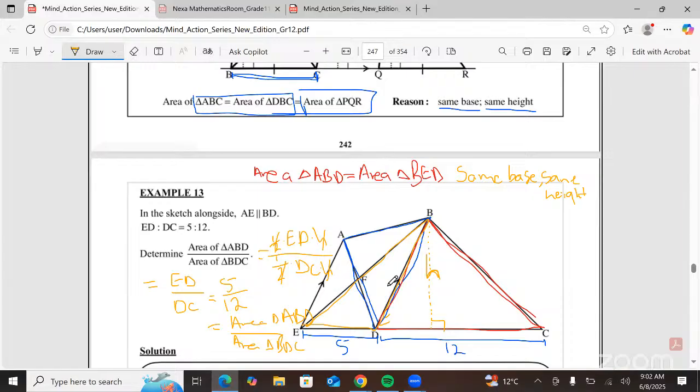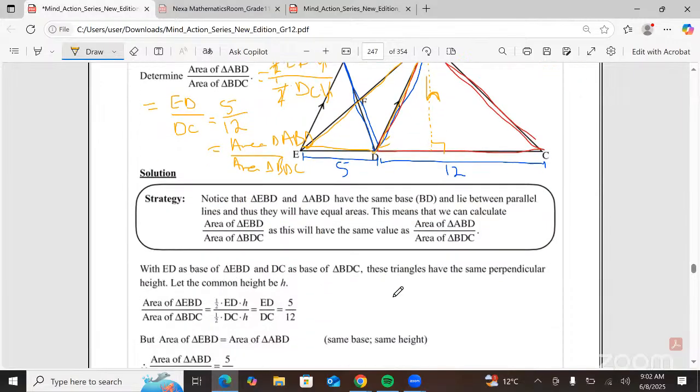Hello, guys. Do you all understand how we calculated the area of ABD over the area of BDC? Yes, sir. Are you sure? Yes, sir. Okay then, guys, thank you.